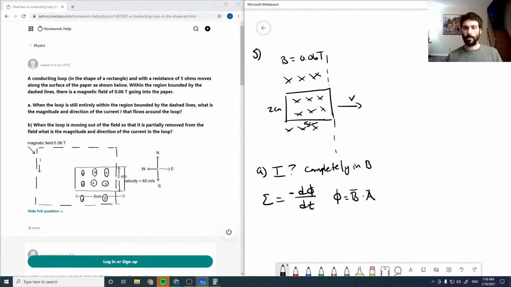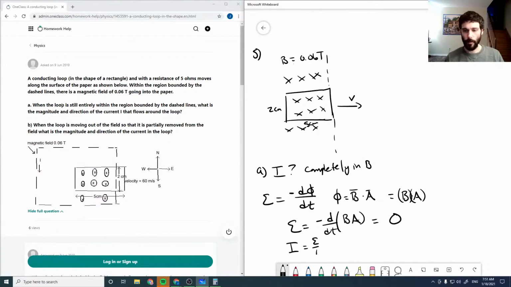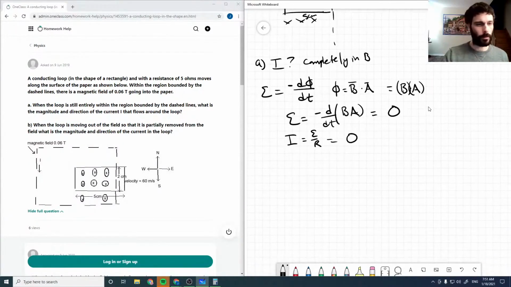So nothing's changing though. Our B dot A is just our B field times our area. And so our EMF is minus the derivative of B times our area with time, and so it equals 0. And so our current, which is our EMF over our resistance, is equal to 0. So when it's fully immersed in the field, we have no current.